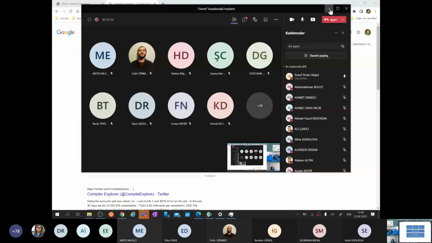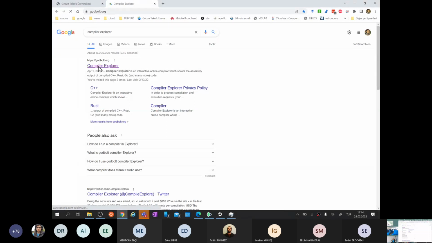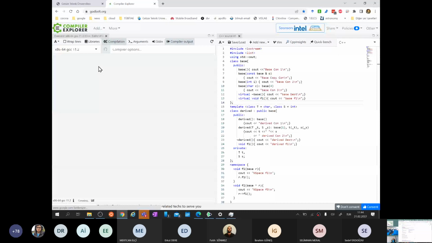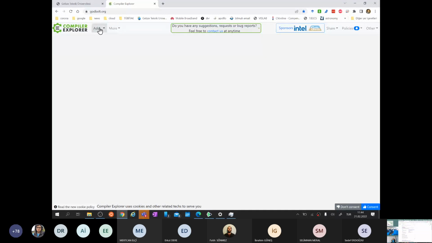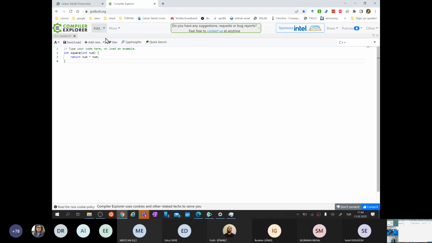So let's go to Compiler Explorer, for those of you who don't know about this site, it's a very nice way of showing you like this one. Okay, this is just a simple one plus 4. Very simple. Can I make this bigger?